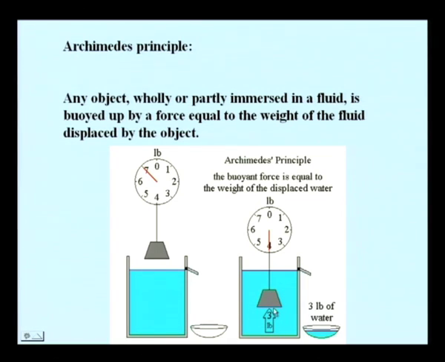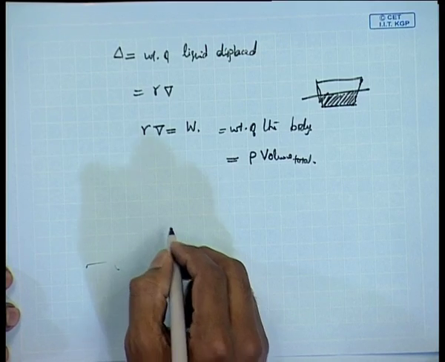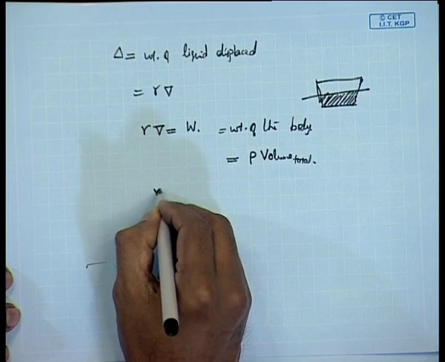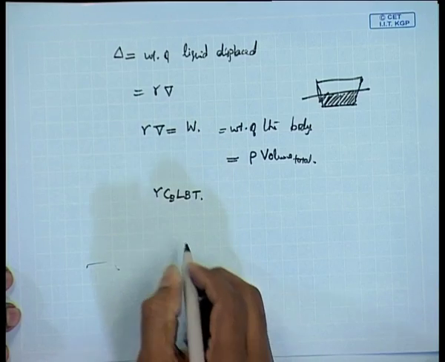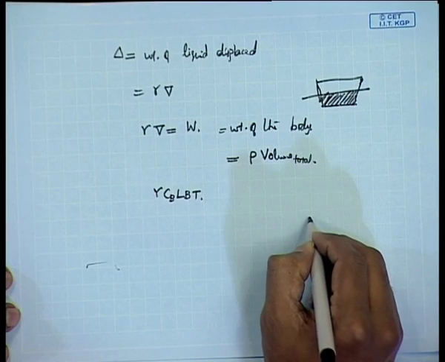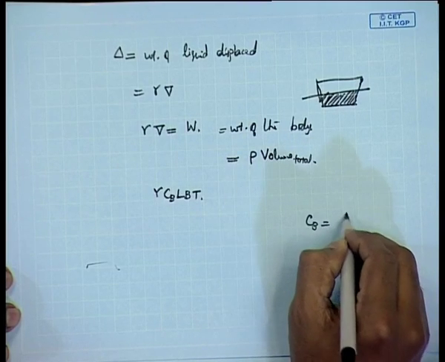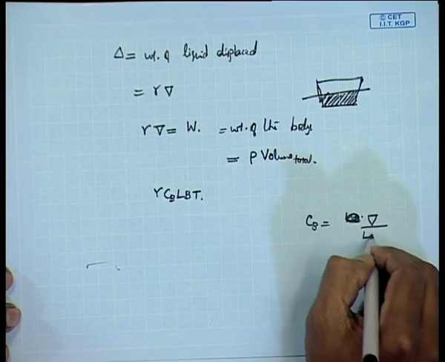So, in all other cases you will have delta equal to the weight of the liquid displaced. Then we can write this in many ways. For example, gamma into Cb into Lbt. Cb is the block coefficient. So, Cb into Lbt, I have already told you Cb is equal to del divided by Lbt.